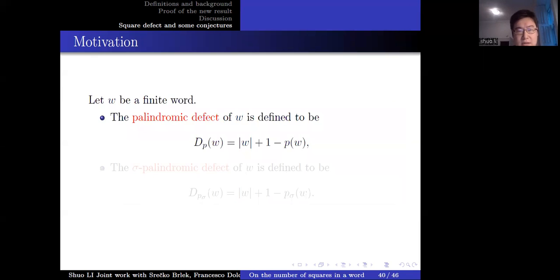Okay, in fact, this comes from an observation of Bucci and Brlek, when they were trying to do some analogous work to their previous work on palindromic defects and sigma palindromic defects. The palindromic defect as well as the sigma palindromic defect are defined as follows: the length of W plus 1 minus P(W), as well as P sigma(W).